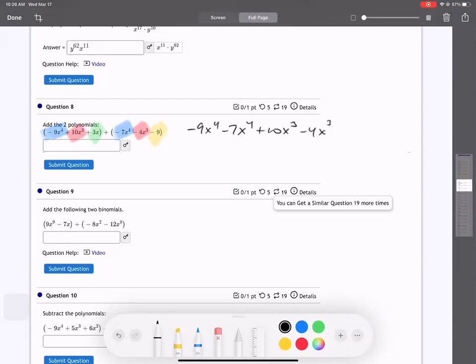See, I'm writing like terms together. You don't need to do that, but you need to show somehow what you're combining. If you want, you can draw arrows here or brackets or something. And then we have plus 3x and then minus 9.